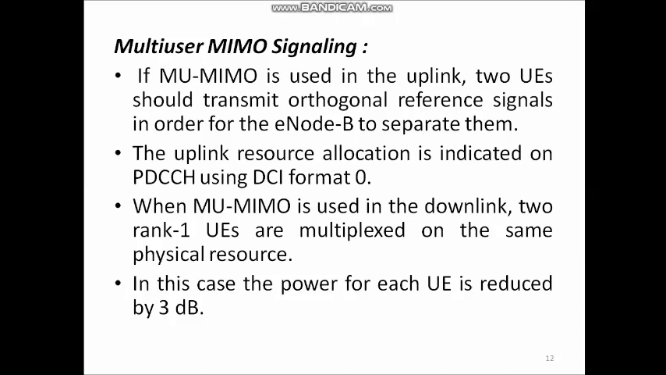When multi-user MIMO is used in the downlink, two rank 1 user equipments are multiplexed on the same physical resource. In this case, the power for each user equipment is reduced by 3 dB. So, this 3 decibel reduction is indicated by the power offset field in the DCI format identifier.